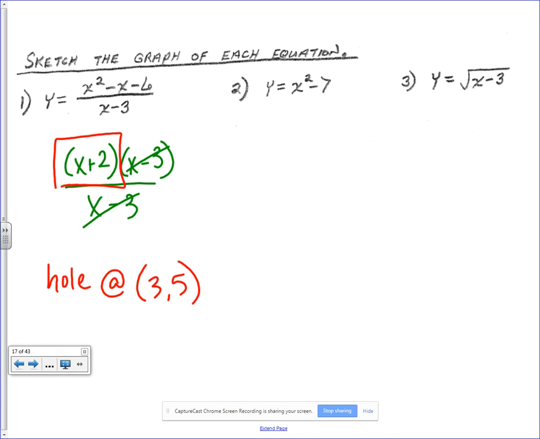Number 2, that's a parabola. Okay, remember, find the vertex and make that parabola. Number 3 is a square root function. So basically, you have to figure out where is this thing going to be 0. So this is going to be 0 when it's 3. You cannot plug in any numbers that are less than 3. So you're only going to plug in numbers that are greater than 3. And you should get a square root function that looks something like that when all is said and done.